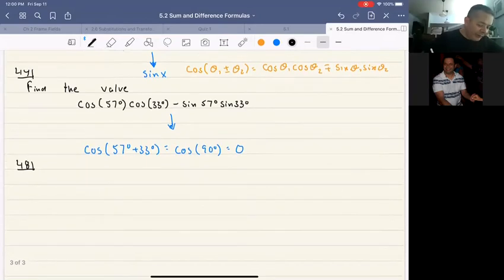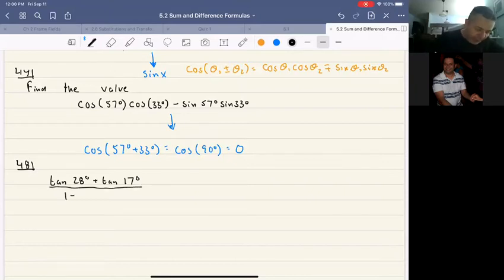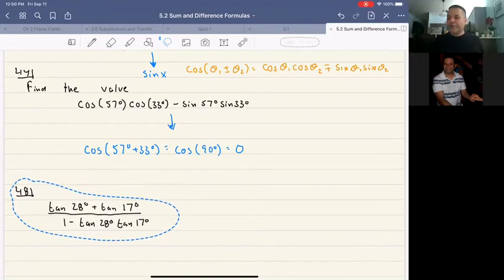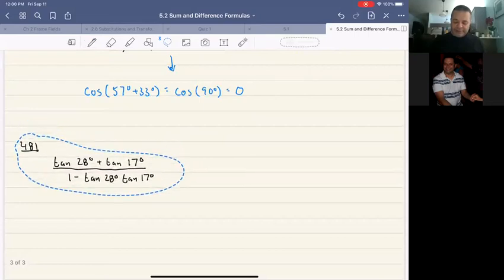It says find, oh, this one's a little bit different: tangent 28 degrees plus tangent 17 degrees over 1 minus tangent 28 degrees tangent 17 degrees. I haven't taught you guys the tangent addition formula, but it exists. Let's see how it goes. I don't remember it off the top of my head, and I never do. It's not one of those things I commit to memory because I can easily derive it.